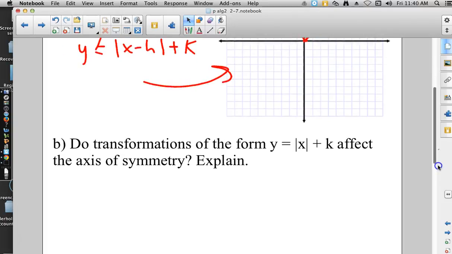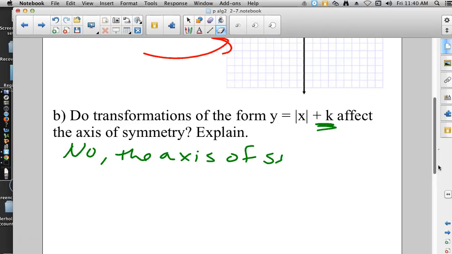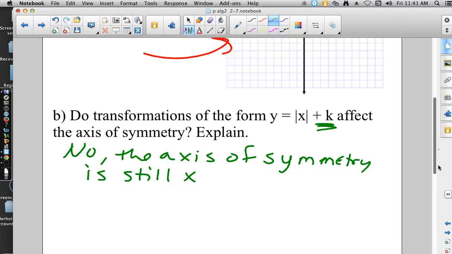So now, this asks us a really general question. It says, what we just did was we looked at this k back here. Did that affect the axis of symmetry? Well, look at the last two. No? Still the y-axis, wasn't it? Yeah, so the axis of symmetry is still x equals 0. Remember, that's our equation for the y-axis.